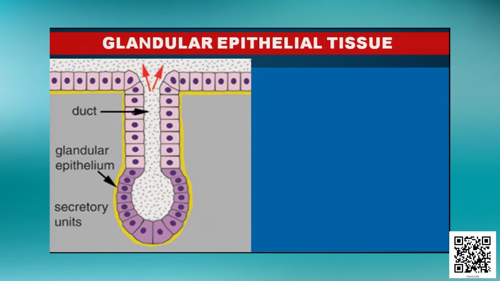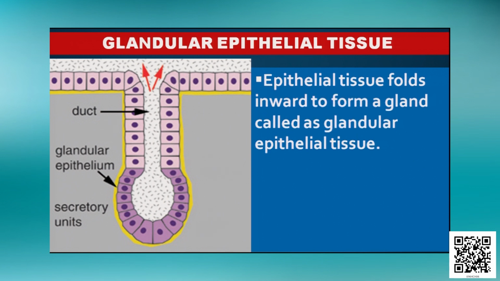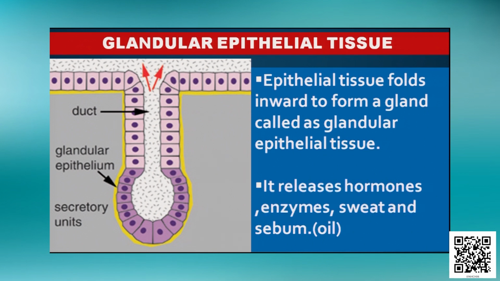Look at the picture. What happens here? The epithelial tissue forms a fold. Look at the fold here. It forms a fold and forms a pouch or cavity-like structure which is called a gland. What does it do? The glandular epithelial tissue stores and releases hormones, enzymes, sweat, and sebum, which we call oil.